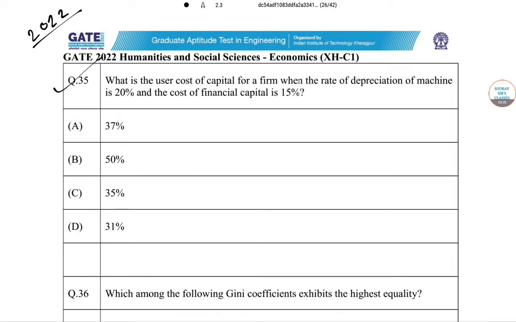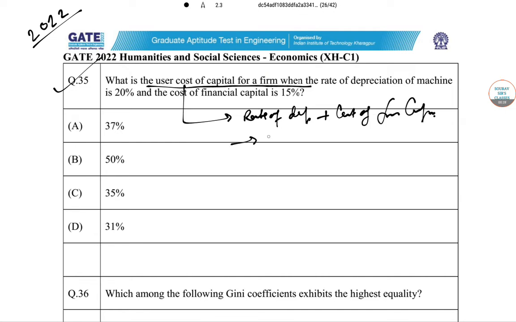User cost of capital for a firm when there is depreciation of a machine is nothing but the sum of the rate of depreciation of the machine plus the cost of financial capital. As both percentages are given, you just have to sum them up, and very easily the answer is 35%, which is option C.